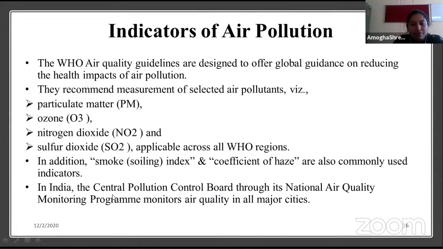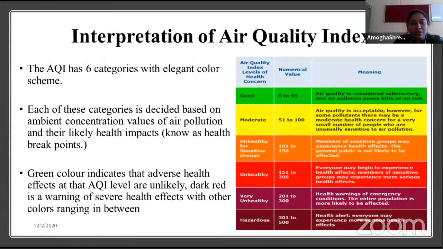In India, we have the Central Pollution Control Board. This runs with the help of the National Air Quality Monitoring Program in all the major cities. So, how do we interpret these air quality indices? There are six categories, and each of these categories is decided based on the ambient concentration value of air pollutants and their likely health impacts. And the cutoff values we can also call health breakpoints.